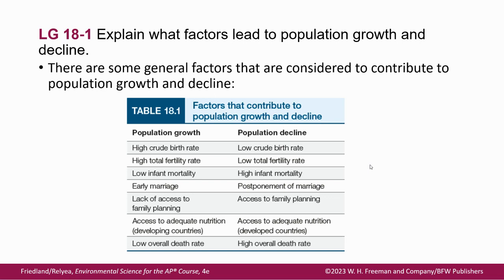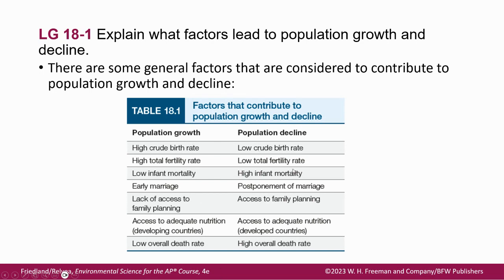So there are some general factors that are considered to contribute to population growth and decline. A high crude birth rate obviously would make your population bigger. Total fertility rate being high, so more opportunities for women to have children. Low infant mortality rate. Early marriage, because the earlier people get married, the more likely they're going to have kids sooner. Lack of access to family planning or birth control. Some of our poorer nations aren't going to have the same access as we do in the United States to clinics that would give us birth control or condoms, etc. Access to adequate nutrition and low overall death rate. Those are all things that are going to help your population grow.